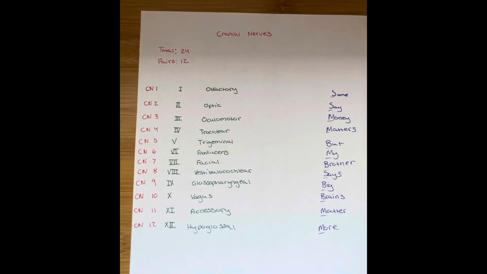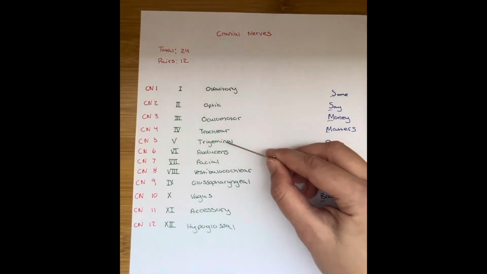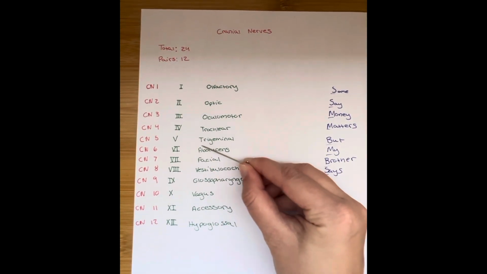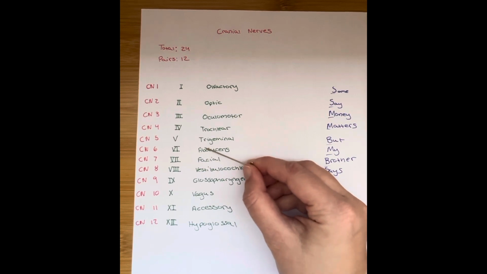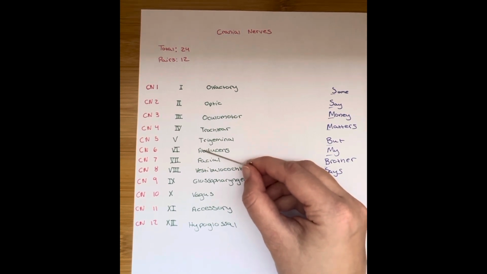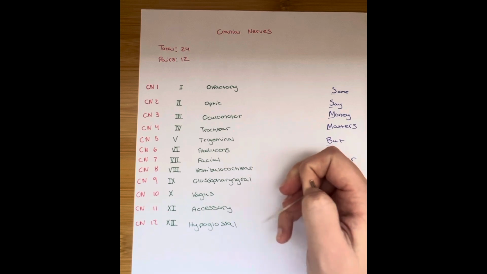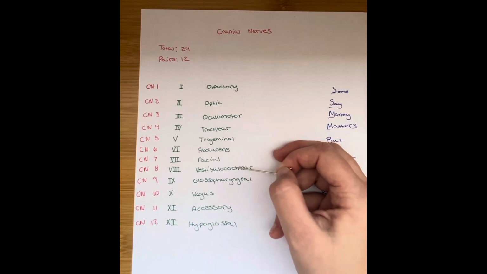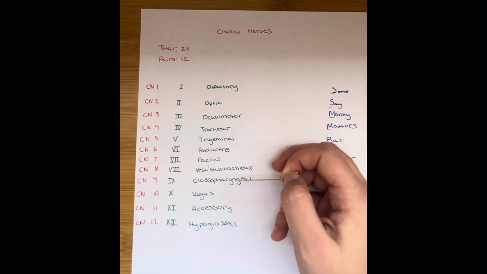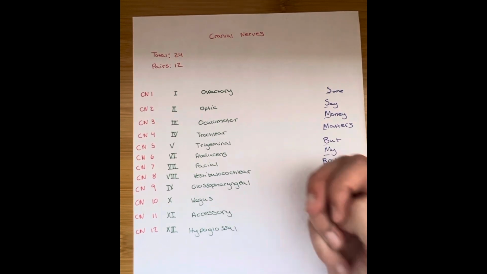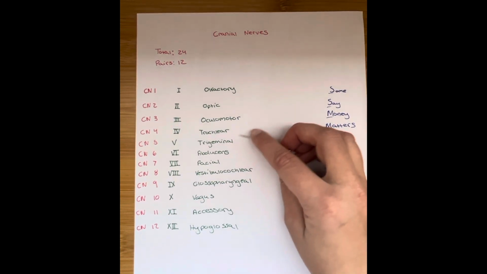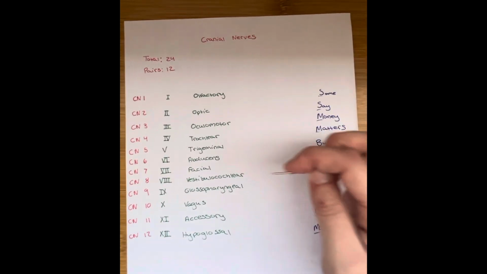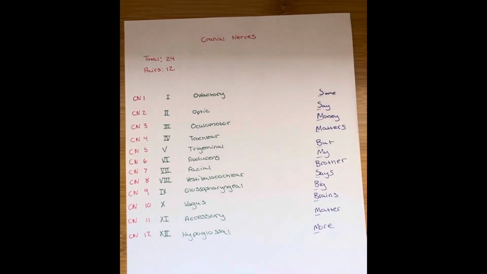Now, trigeminal, I want you to look at the first part, tri. That means it's going to have 3 main branches, and the 3 main branches are going to be V1, your ophthalmic, and then V2, which is maxillary, and then V3, which is mandibular. So that one does actually have 3 branches, and that is a common thing that you're going to have to know on top of these 12.